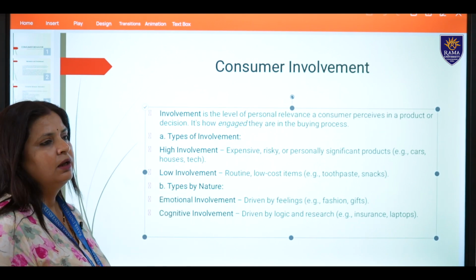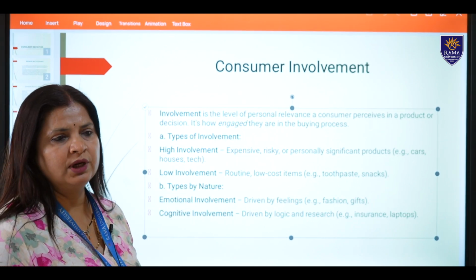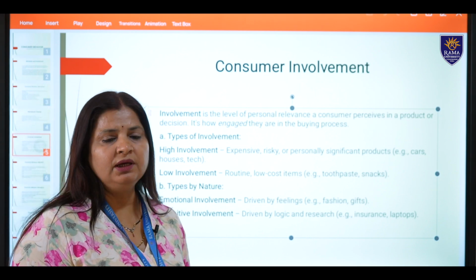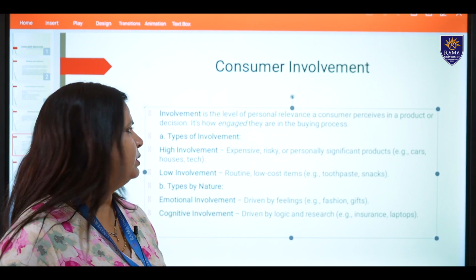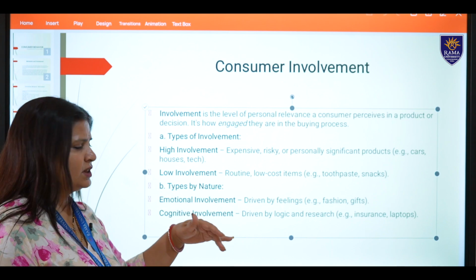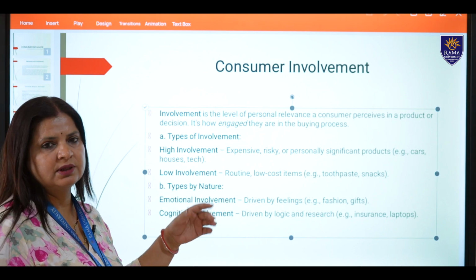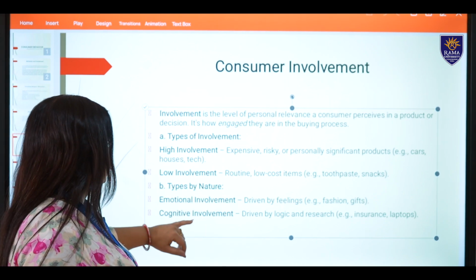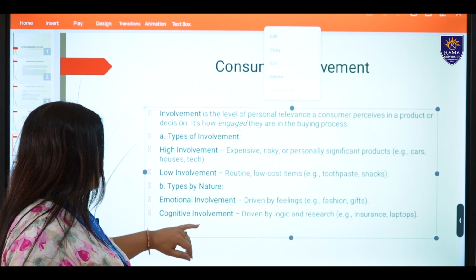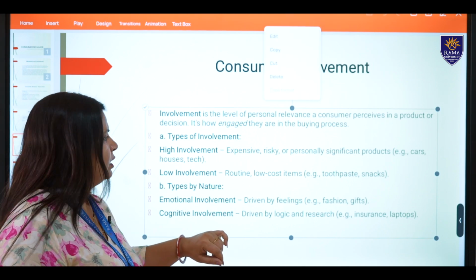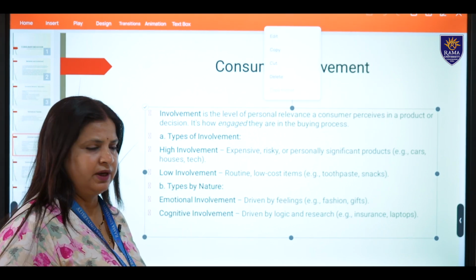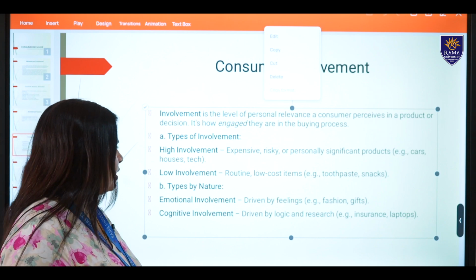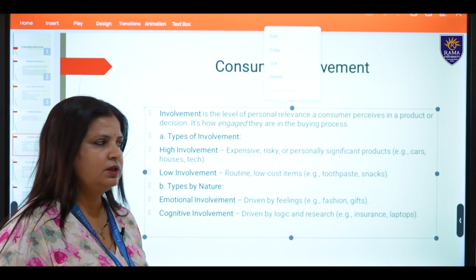Low involvement is what we use routinely, like a daily meal and short term needs, as in low cost items such as toothpaste, snacks, bread etc. By nature, there is emotional involvement and cognitive involvement. Emotional involvement is driven by feelings and cognitive involvement is driven by logic and research.